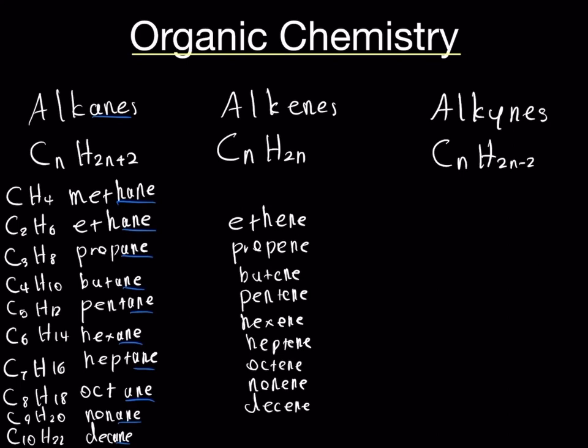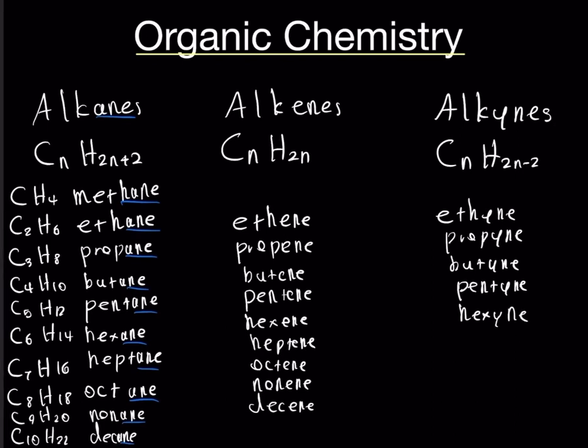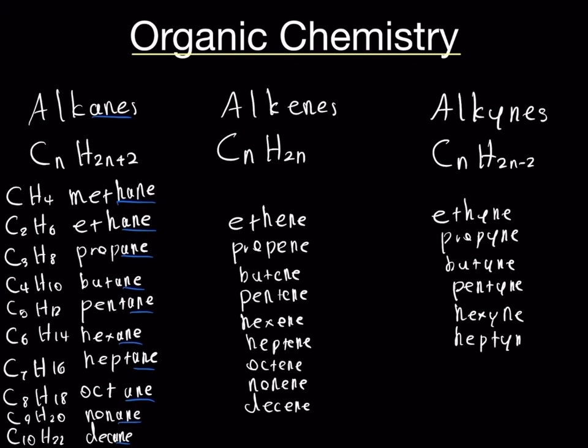And for alkynes, you would have ethyne, propyne, butyne, pentyne, hexyne, heptyne, octyne, nonyne, and then decyne. So the first 10 for these you generally want to memorize for organic chemistry.